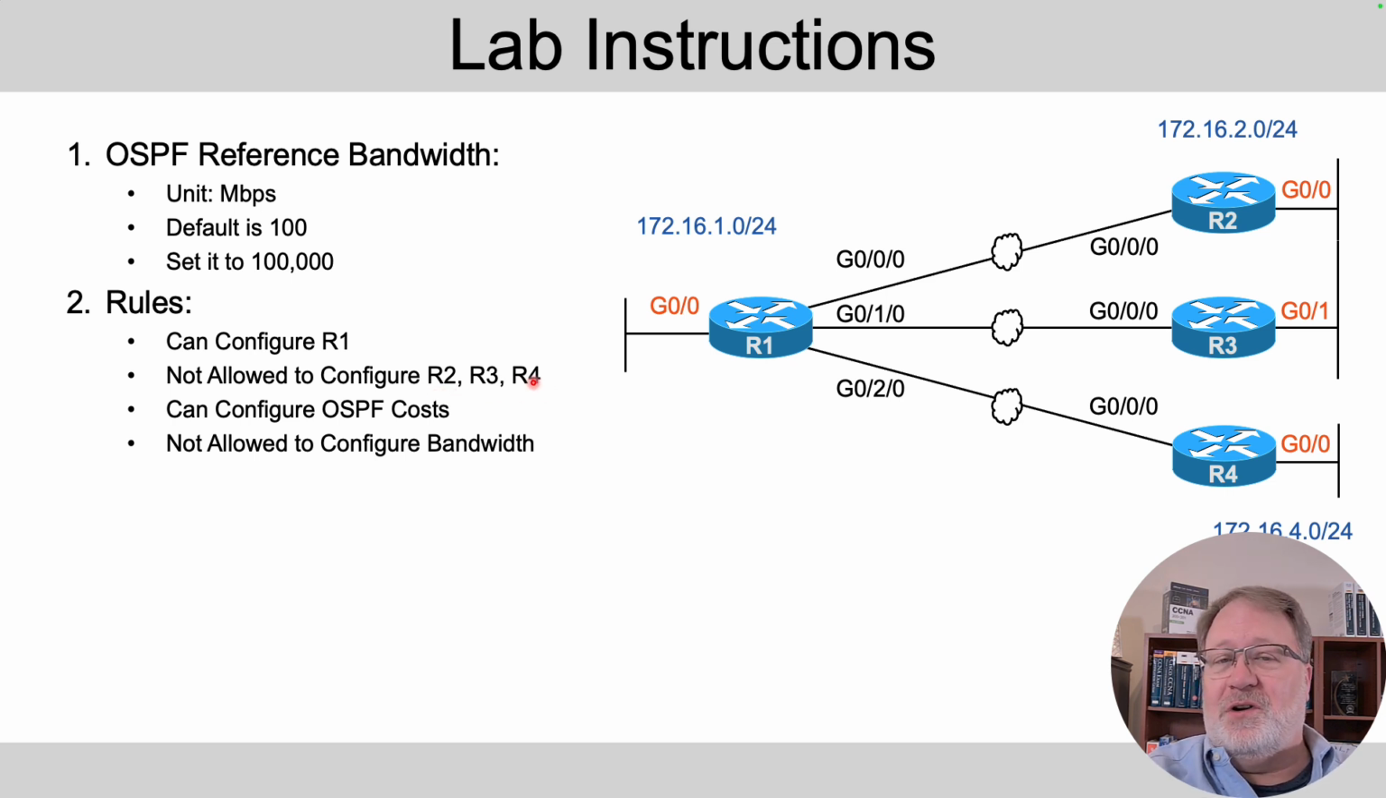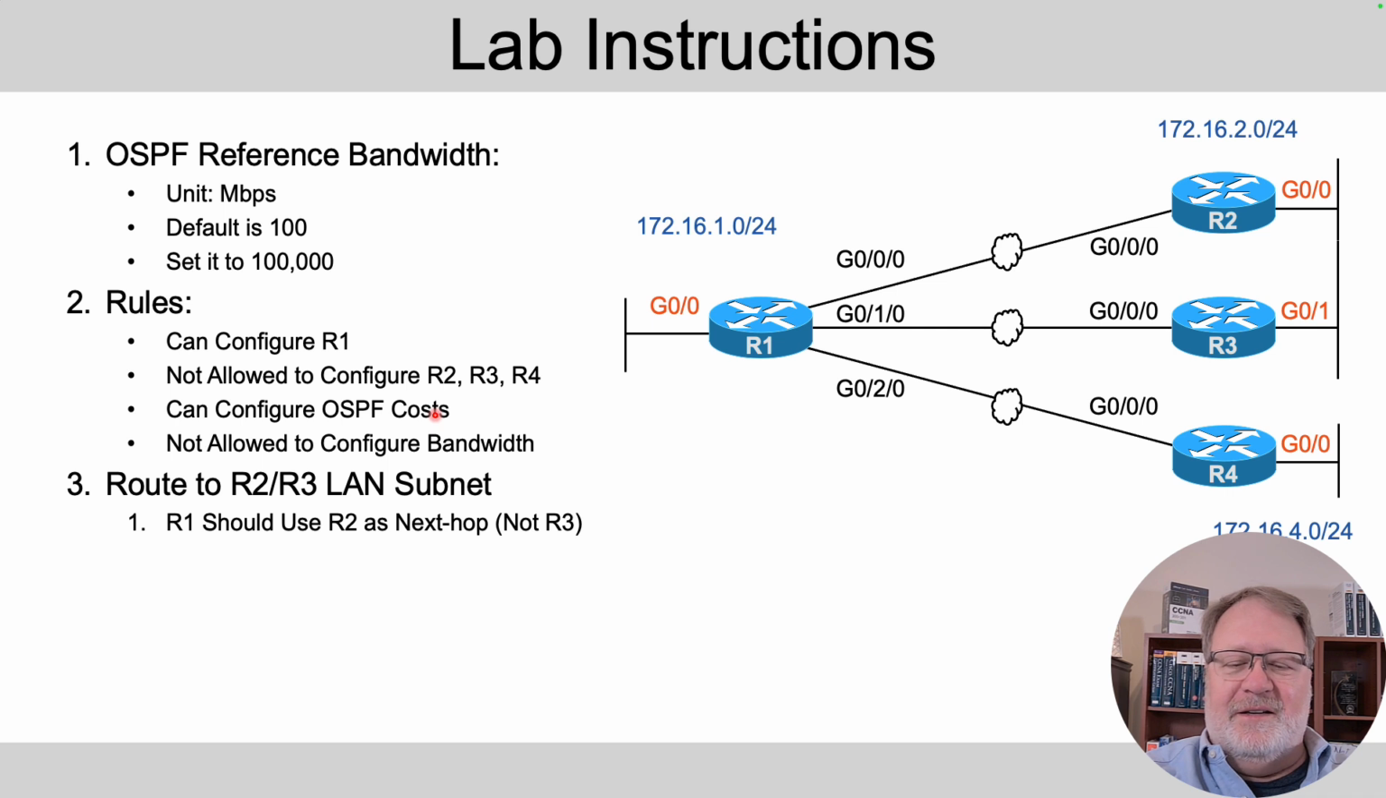Solve the config for costs on R1. You can configure the cost directly, but you cannot change interface bandwidth, which is used in the calculation of cost. All right, so it's got to be direct configuration. Those are the rules.